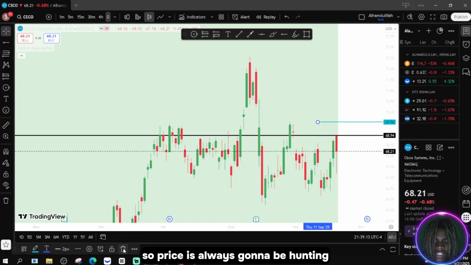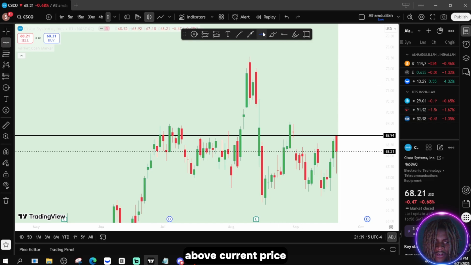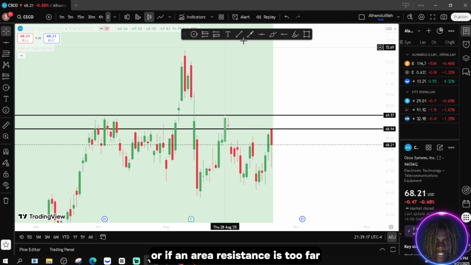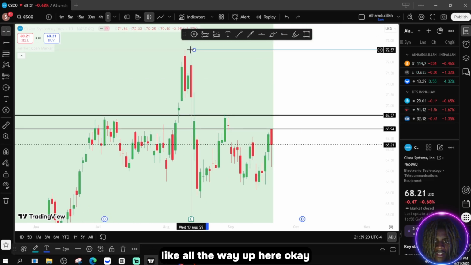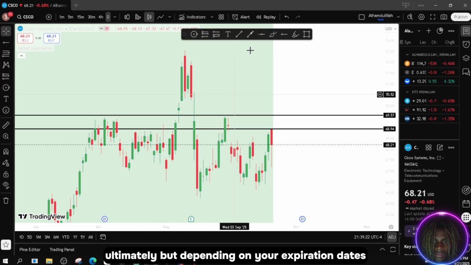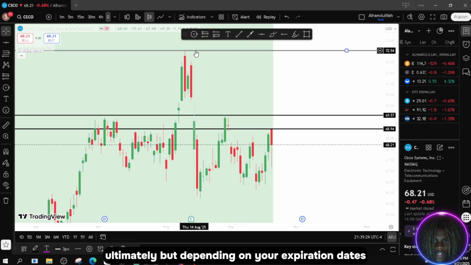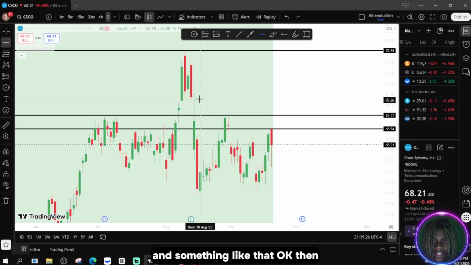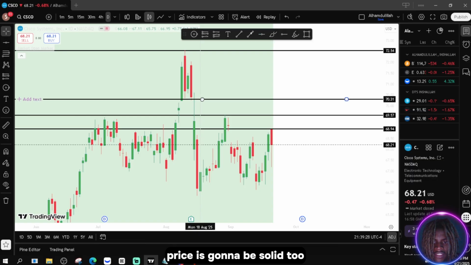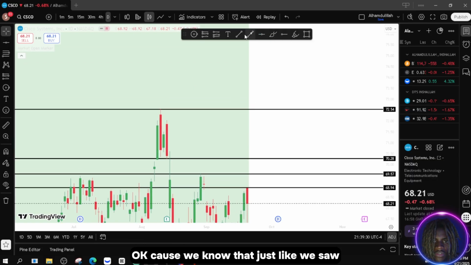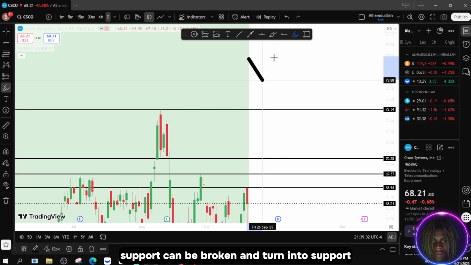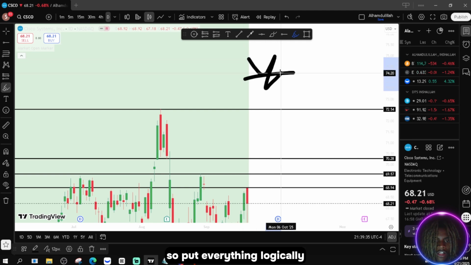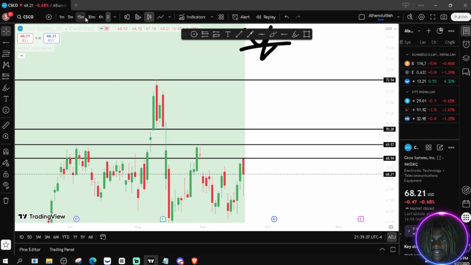So price is always going to be hunting either an area of resistance above current price, or if an area of resistance is too far, like all the way up here, it's still going to be aiming for all-time highs ultimately. But depending on your expiration dates and something like that, closing in an area of support above current price is going to be solid too, because we know that just like we saw, support can be broken. So put everything logically, put it together like a puzzle piece.